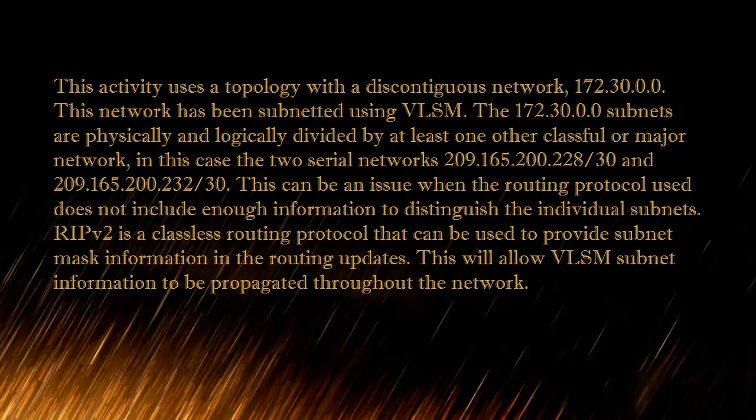209.165.200.228/30 and 209.165.200.232/30. This can be an issue when the routing protocol used does not include enough information to distinguish the individual subnets. RIP2 is a classless routing protocol that can be used to provide subnet mask information in the routing updates. This will allow VLSM subnet information to be propagated throughout the network.